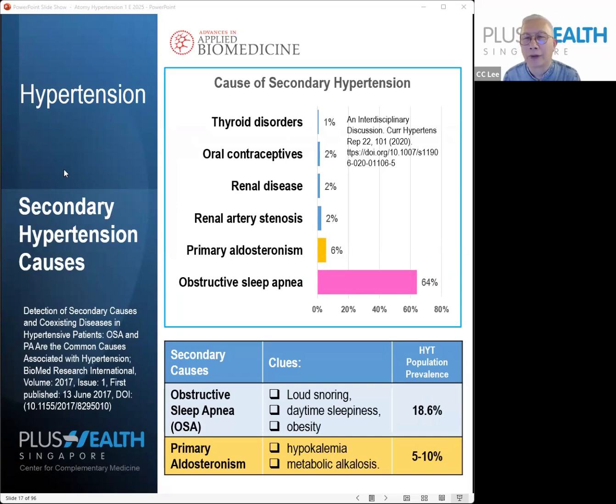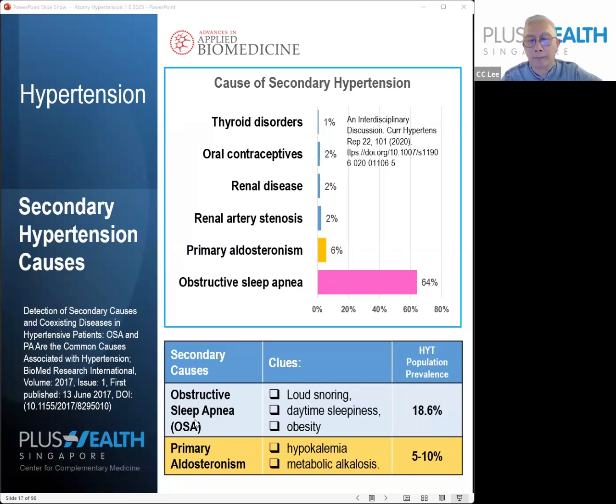Among the causes of secondary hypertension, you notice in this chart that obstructive sleep apnea is the single highest cause, followed by primary aldosteronism. This is an endocrine disease. All the other diseases contribute relatively little to secondary hypertension. The highest one is obstructive sleep apnea, which is OSA. We will discuss this in more specific detail.